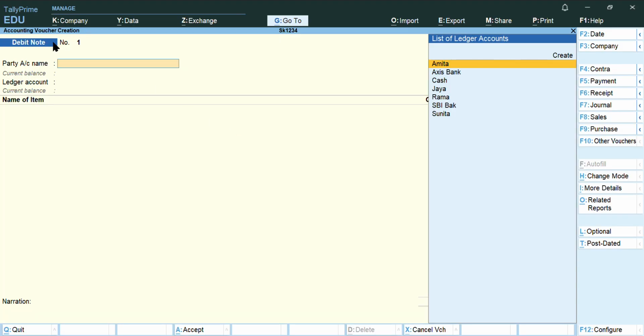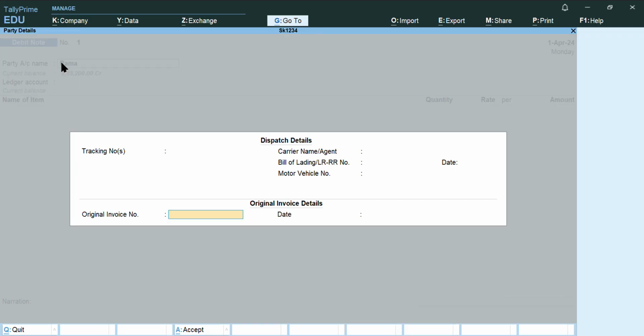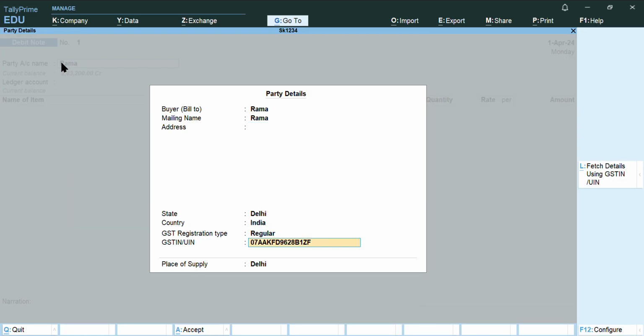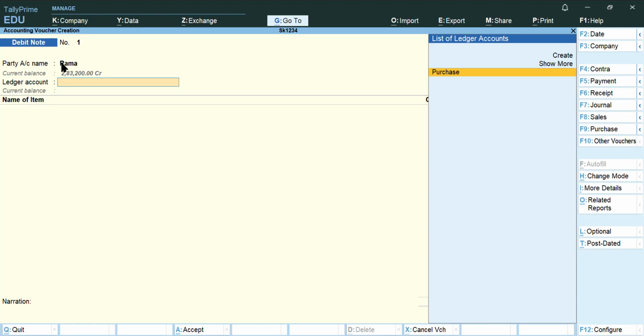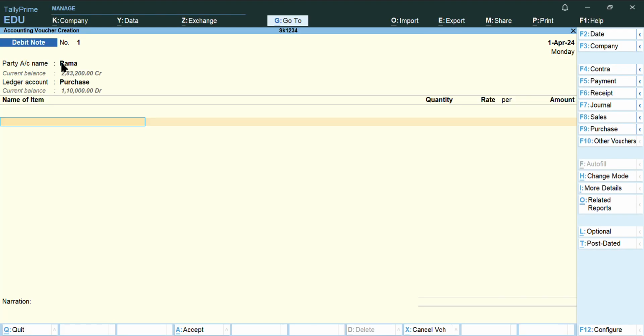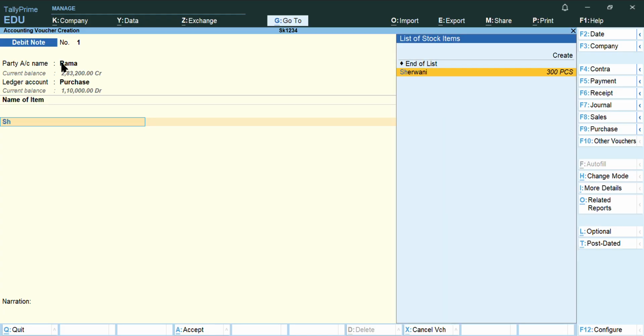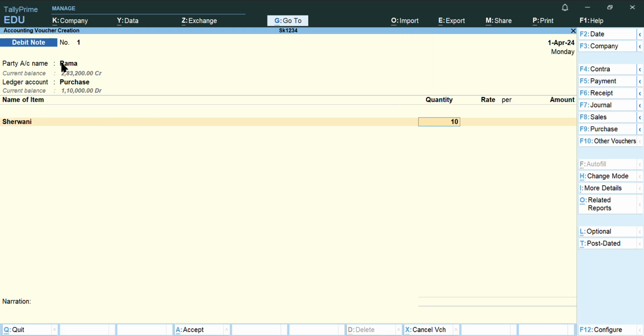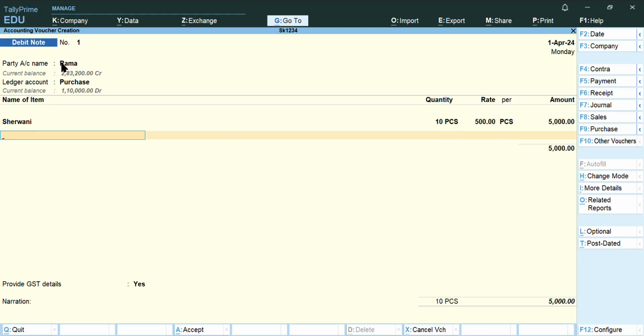So we have clicked on other vouchers, and then we had the list of the vouchers. Therein we selected debit note. What is the name of the party? Rama. Okay, leave everything, come here on the main screen. Yes, ledger account purchase. So what was the name of item? The return was of Sherwani, 10 units. So Sherwani selected, units 10. It will automatically give us the rate at which we had purchased it, but we should check it.